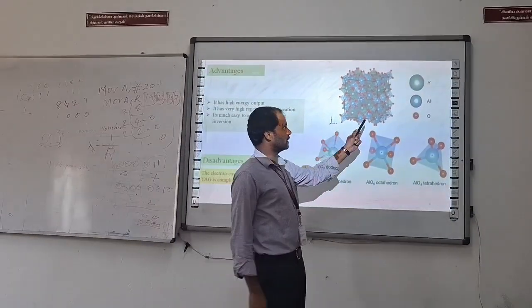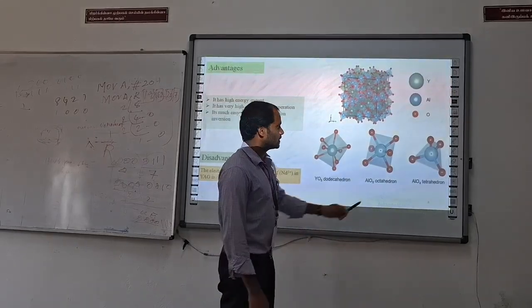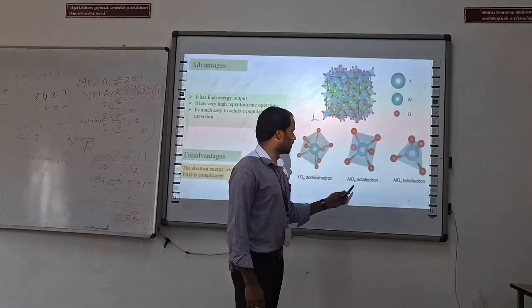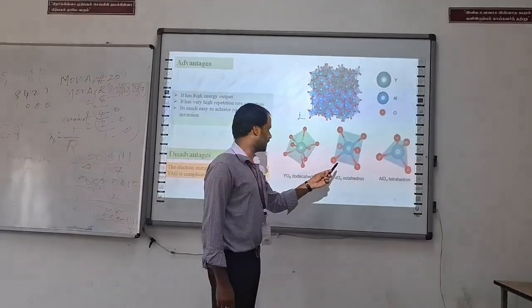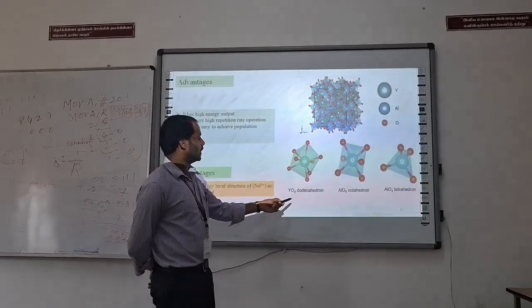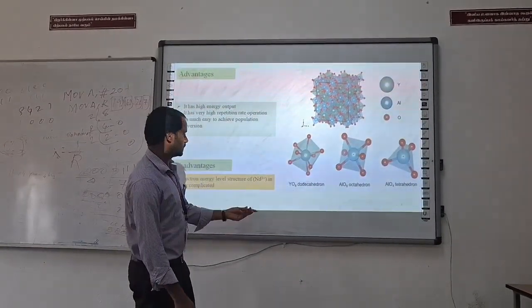This is the crystal structure. This is yttrium, this is aluminum, and this is oxygen. In the tetrahedron, aluminum is coordinated with oxygen. Then in the octahedron, six oxygen atoms are coordinated with aluminum. Finally, yttrium is coordinated with eight oxygen atoms.